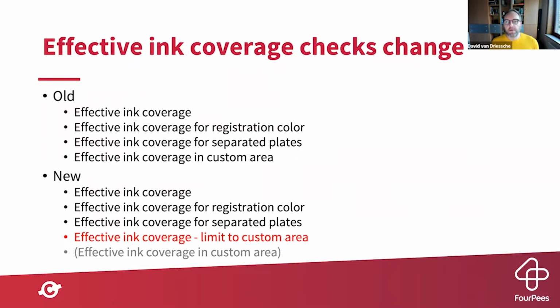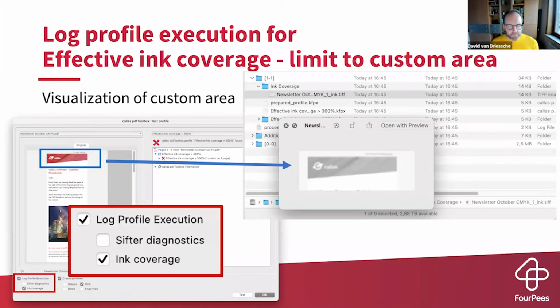What was also difficult there is, yeah, you can limit to a custom area, but how can you be 100% sure that you're looking at the right thing? Well, if you use the test environment, there is actually a checkbox at the bottom of that test window where you can switch on and off different diagnostics. One of the things you can switch on now is ink coverage. And if you do that and you run a check that works with ink coverage, pdfToolbox will create a TIFF file that shows you what the area is that was checked. And you can use this to validate the area that you're setting up, perhaps an area calculated dynamically with variables or so on. So this allows you to check that the right thing was checked.